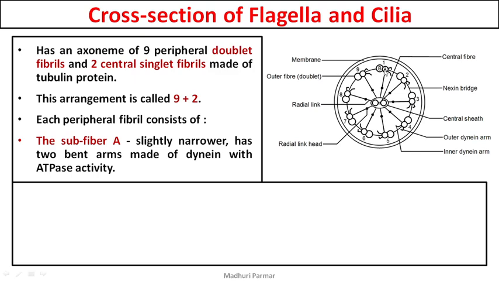We have already discussed it is made up of tubulin. Now what does A have? A has these bent arms. Can you see it has these two hands coming out of it, right? It has its two arms made up of dynein protein.